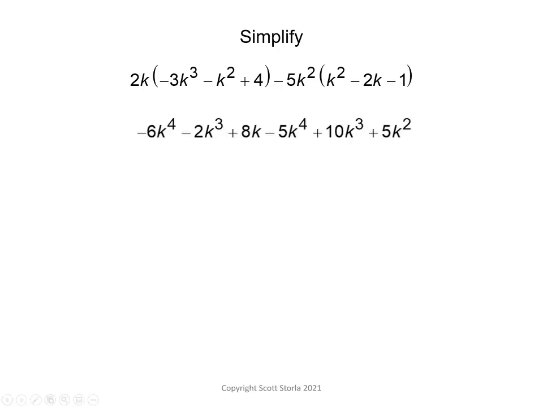Starting with the fourth degree terms, I've lost 11k to the fourths. Then with the third degree terms, I've lost 2 but pick up 10, so that'd be plus 8k cubed plus 5k squared plus 8k. And again, you can't move any further because you can only add like terms, and none of these terms are like.